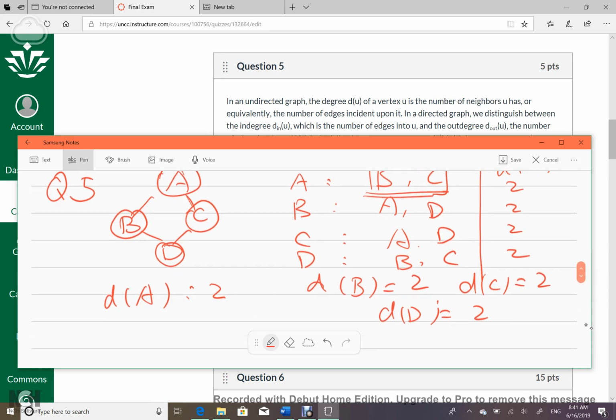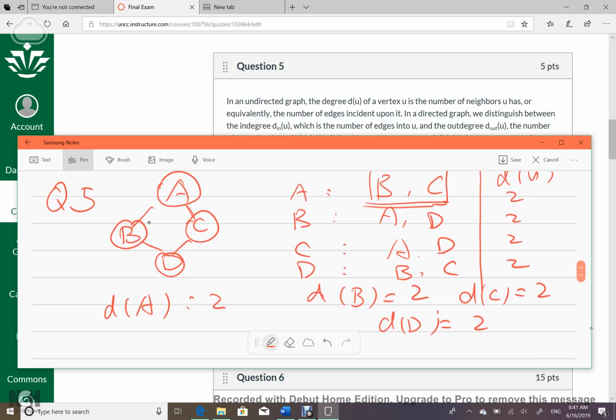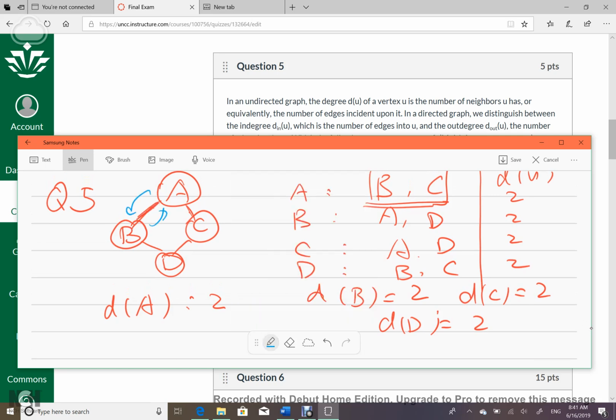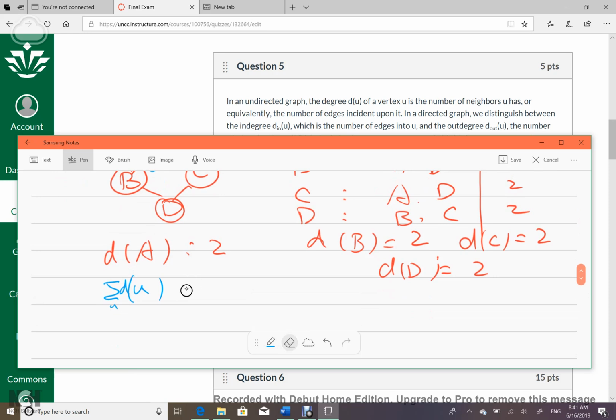Clear. The reason is that when you see A, you count B and C. When you go to B, you also think about A, because this is undirected, which means both directions exist, right? So in such a case, what is the sum of the degrees of all vertices u? Because you double count. This is the question we want to answer.